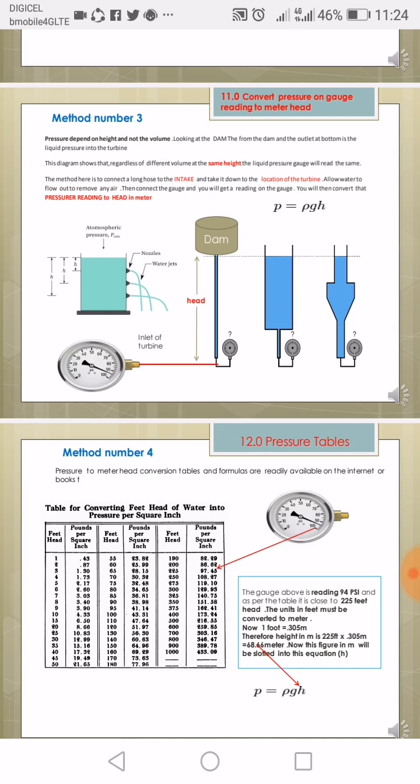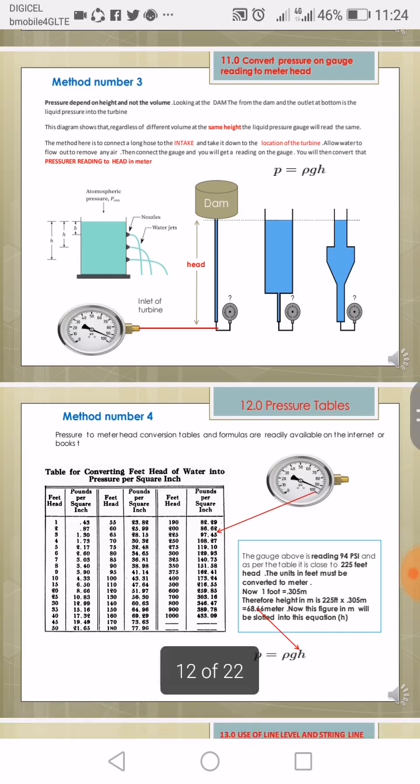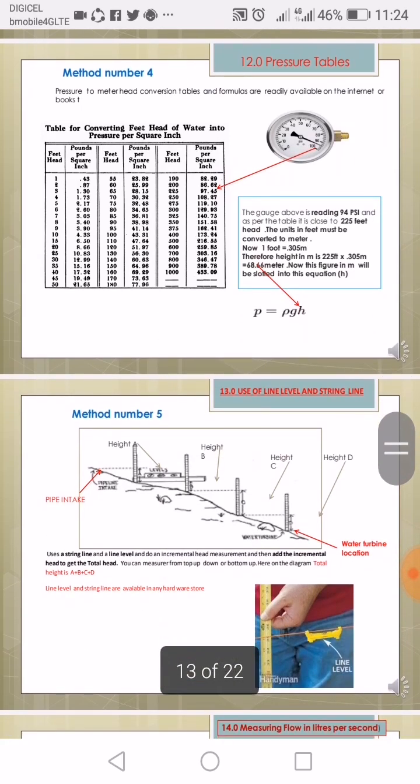Okay, you look into the pressure gauge and read it, around 94, 95, 90, somewhere around there. Now you may come down. Look into the pressure gauge here, method number 4, apart from method number 3. You hook up the pressure gauge here and read around 94.5, 97 or 96 PSI, pounds per square inch. You take the reading in pounds per square inches here. Now put it inside the formula to get the liquid pressure. Now you look at 97.5, close to 97.45 in the table.